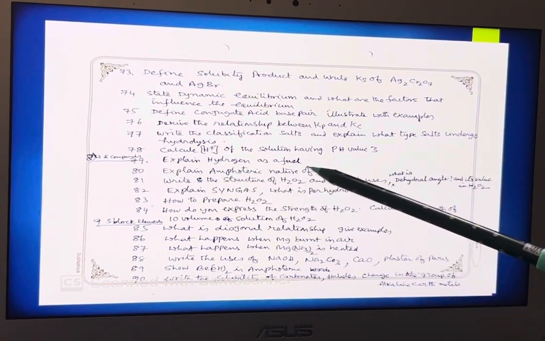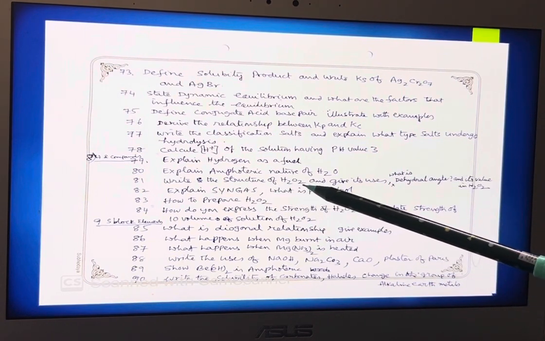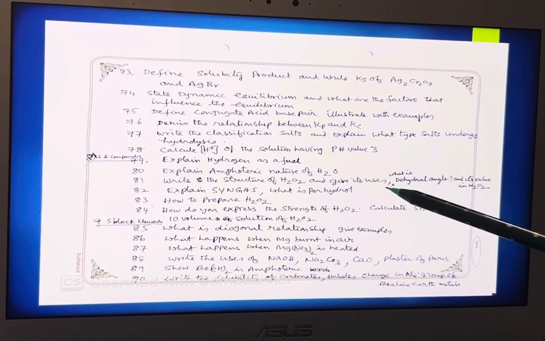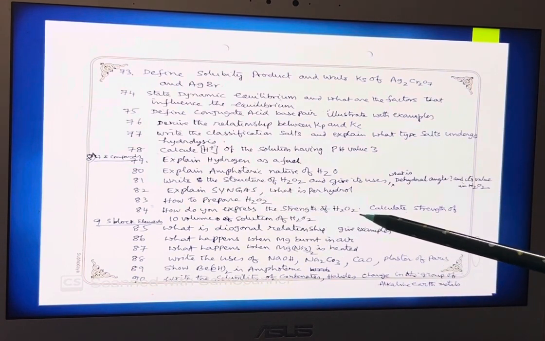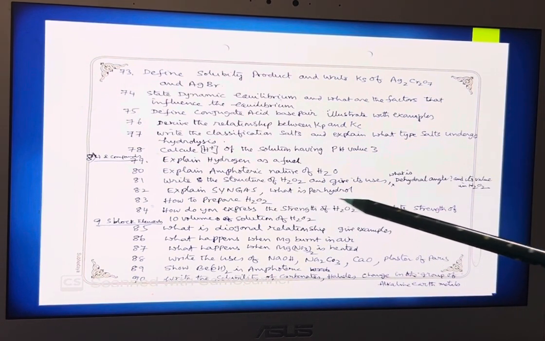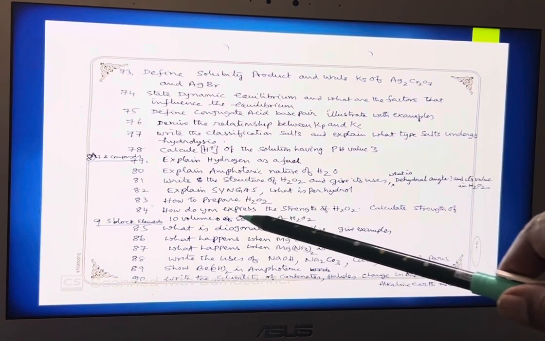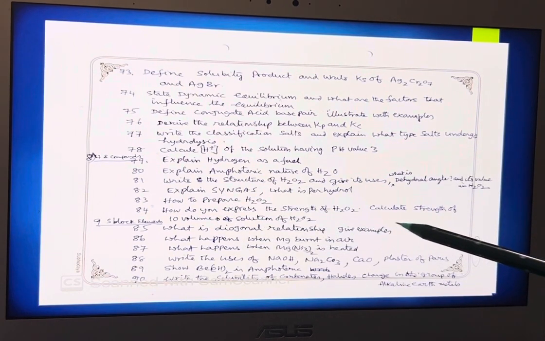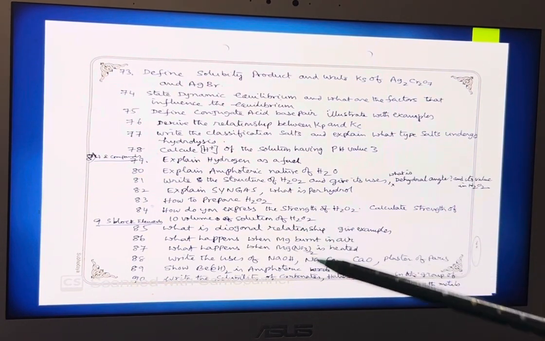Explain hydrogen as a fuel. Explain amphoteric nature of H2O. Write the structure of H2O2 and give its uses. What is dihedral angle and its value in H2O2? Explain syngas. What is perhydrol? How to prepare H2O2? How do you express the strength of H2O2? Calculate strength of 10 volumes solution of H2O2.